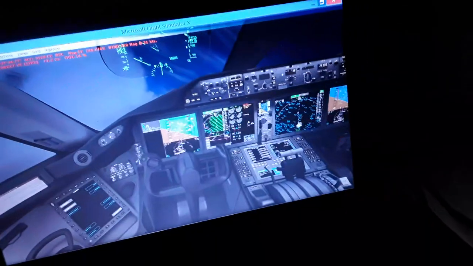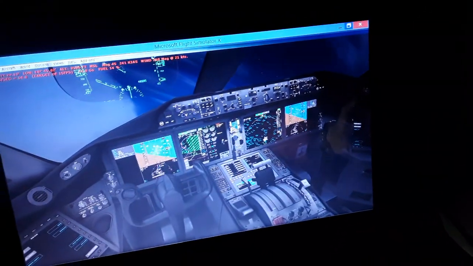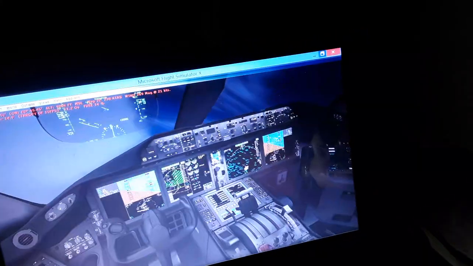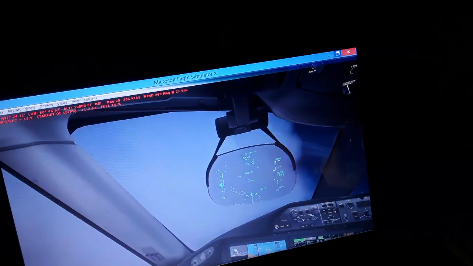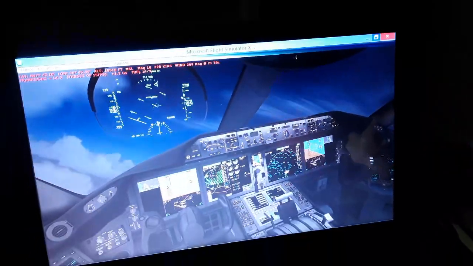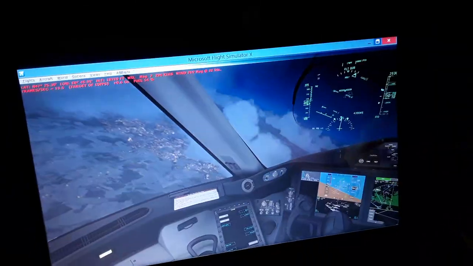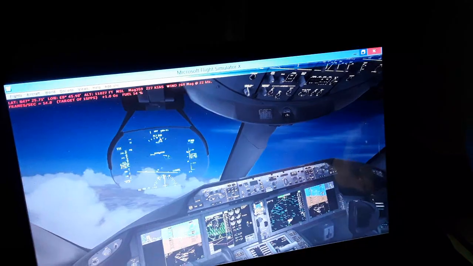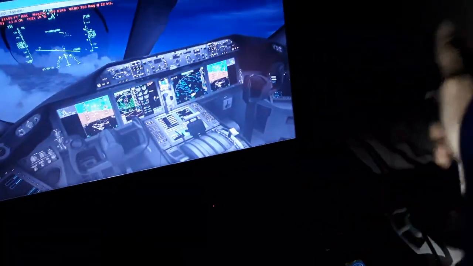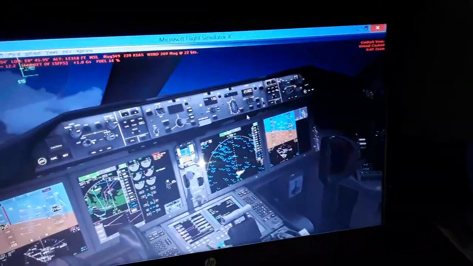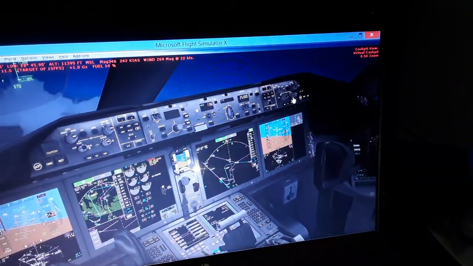You can follow the turn here. You follow the instruments when you have no view outside what's going on. So you follow the instruments, that's why you have them here. You can see also the GPS position here. I'm gonna change the view, make it closer.